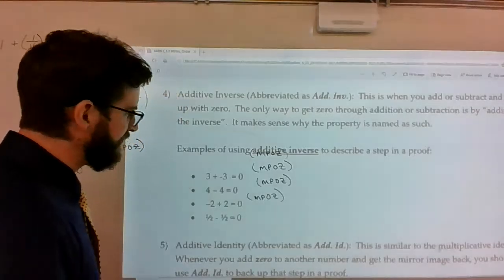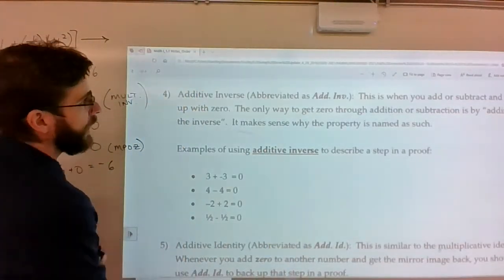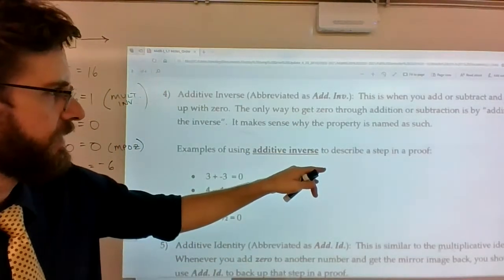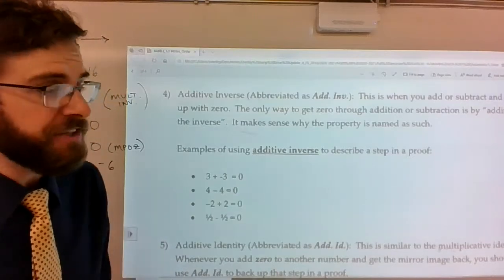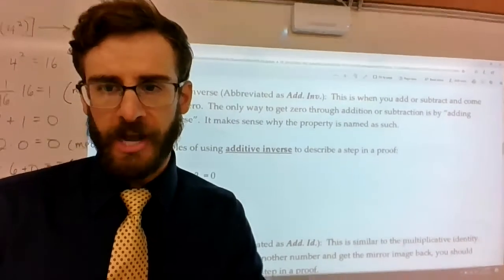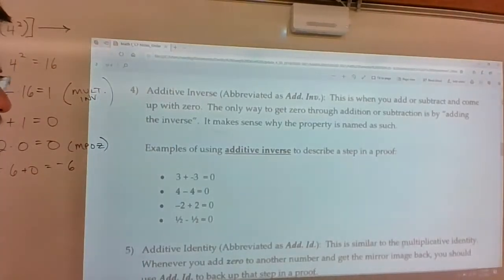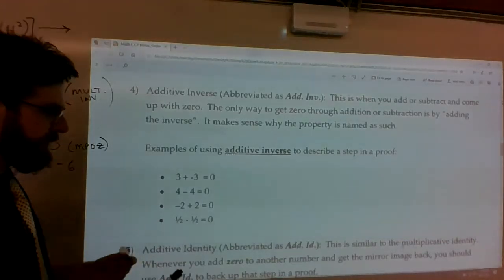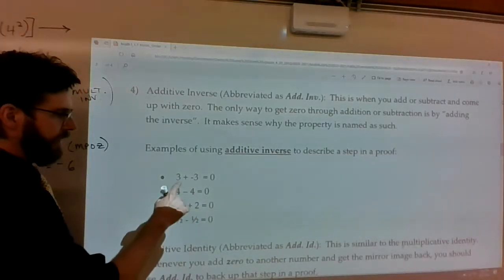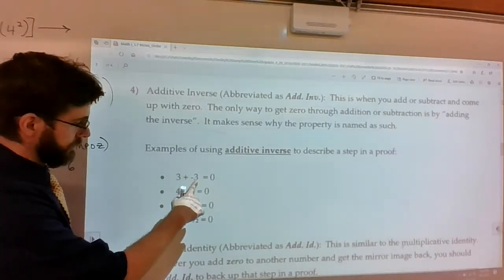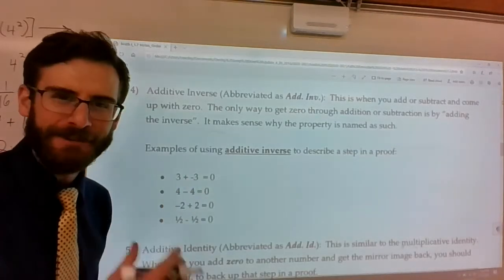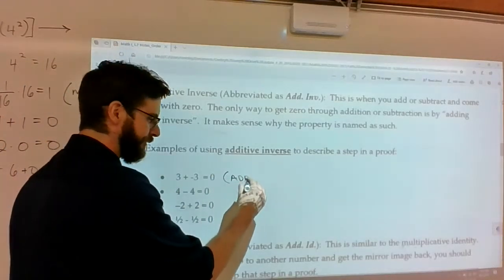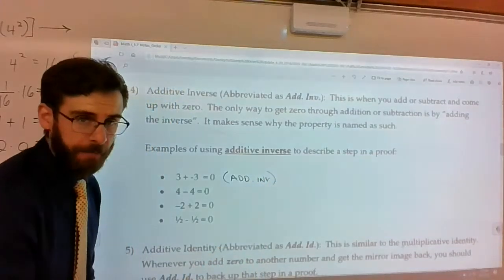All right, the next one is additive inverse, abbreviated addinv. This is when you add or subtract and come up with 0. The only way to get 0 through addition or subtraction is by adding the inverse or adding the opposite. So it makes sense why we name it that. Some examples of additive inverse would be if you saw 3 plus -3 equals 0. If it's 3 plus -3 equals 0, the additive inverse would be our justifying property.